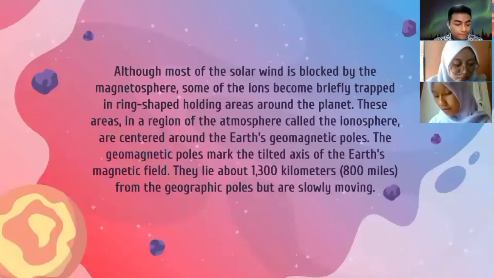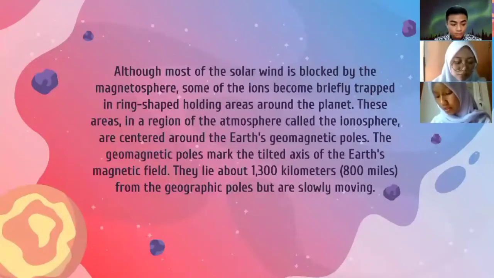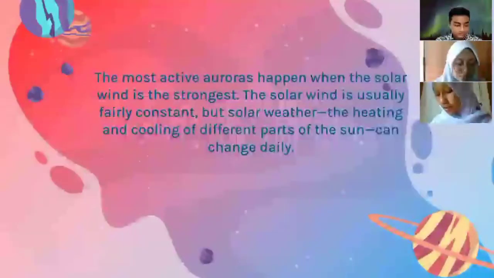In the ionosphere, the ions of the solar wind collide with atoms of oxygen and nitrogen from the Earth's atmosphere. The energy released during this collision causes a colorful glowing halo around the poles, an aurora. Most auroras happen about 97 to 100 kilometers, or 60 to 62 miles, above the Earth's surface. The most active auroras happen when the solar wind is the strongest.